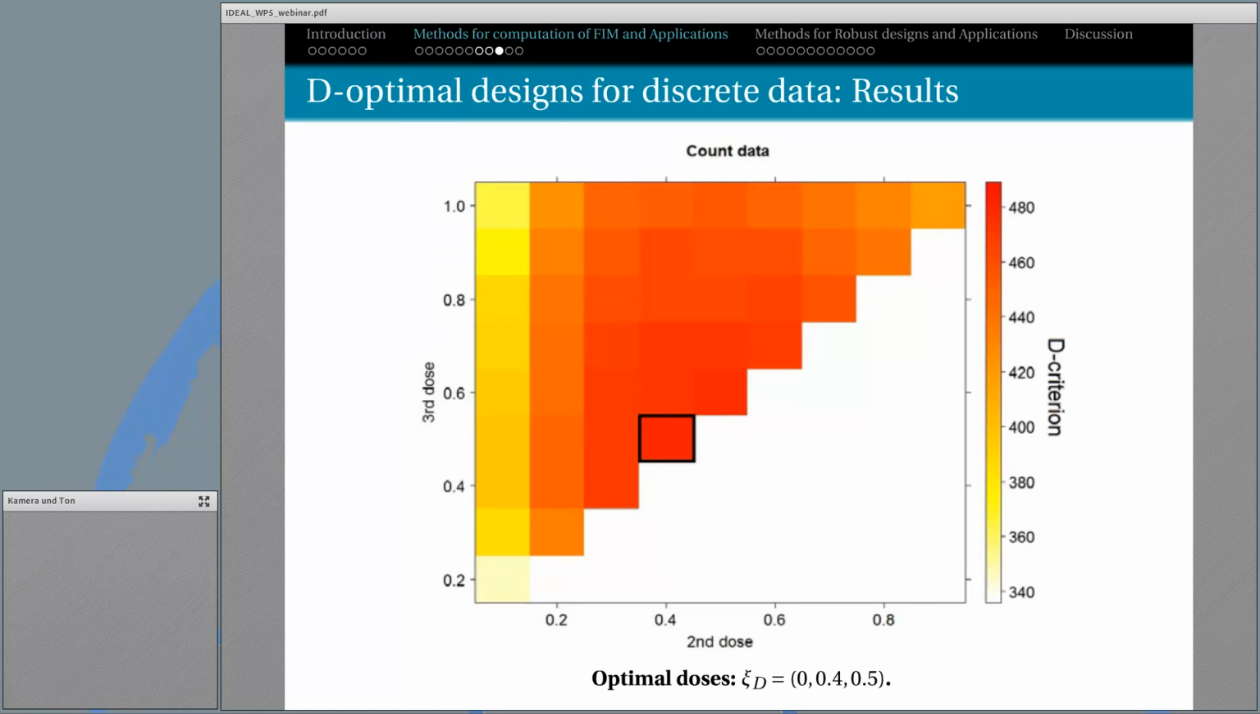For the next example, we fixed the first dose to be 0, and this is again a heat map where we have the D criterion, and this is the influence of the second dose, and this time it's really a dose, varying from 0.1 to 0.9, not to 1, sorry, and the third dose. And you see here that having a very low dose is not very good for the second dose, and we see the influence of the two doses, and we see that the optimal design is 0.4, 0.5, which are two doses very close to 0.5.